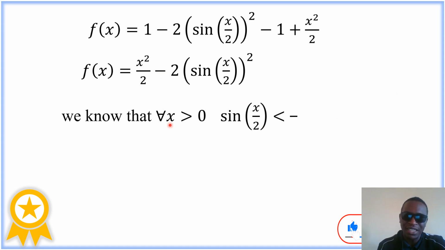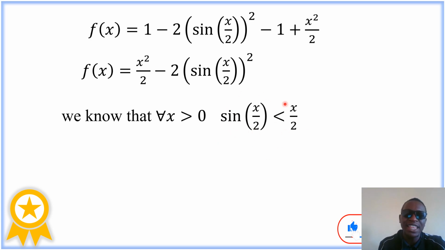We'll use the fact that for every value of x which is positive, the sine of x over 2 is less than the angle. It is clear. This is a fact. You just need to use it. You quote it without giving any explanation. Take, for instance, the sine of 30 is 0.5. That value is less than the angle itself. That's why we use this fact to solve this problem.